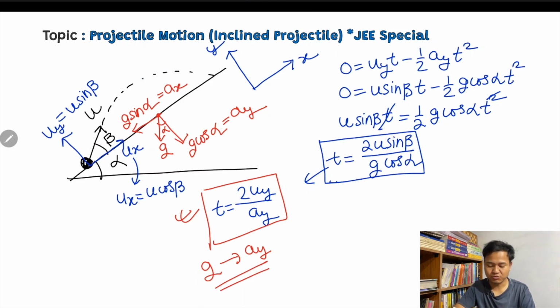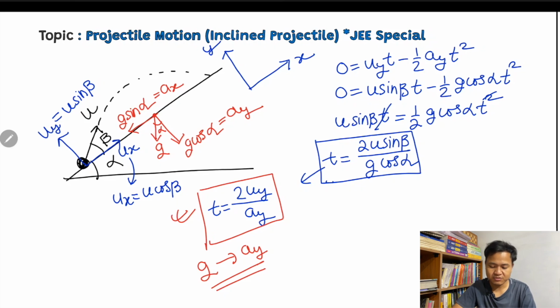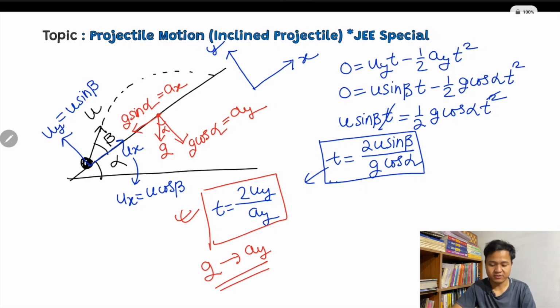So we'll not do too much here. For JEE Advanced, we'll do the problems in a separate video. I think this much is enough for JEE Mains. So this much is projectiles. We'll stop here.